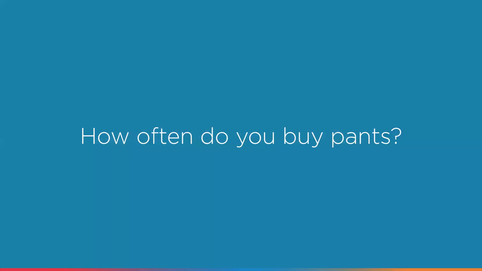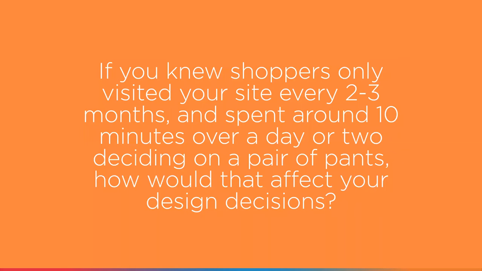You know, how often do you buy pants? I asked around the office, and typically it's maybe three months, maybe 6 months, you buy a new pair of pants. Some people it's once a year. So can you imagine what it's like if you knew as a designer that the shopper into your website is experiencing your interface every 2 to 3 months, and maybe they're spending 10 minutes over a couple days making a decision on buying that pair of pants? That drastically changes how you approach your experience design. You have to make it 100% obvious all the time.